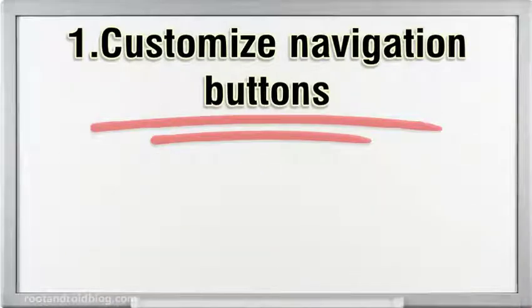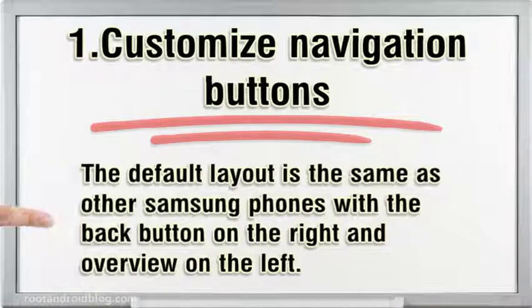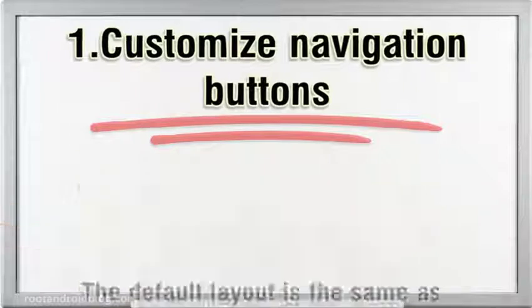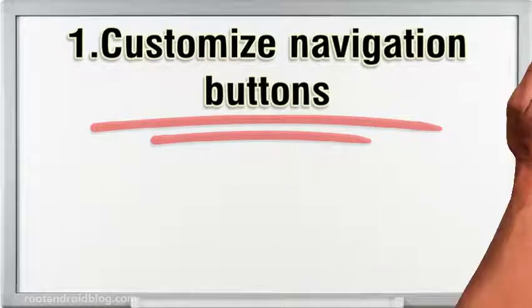1. Customize navigation buttons. Samsung has finally gotten with the times and moved to on-screen navigation buttons, and that means you can customize them to your liking. The default layout is the same as other Samsung phones, with the back button on the right and overview on the left. You can change it to the proper Android layout of back, home, overview by going to settings, display, navigation bar.